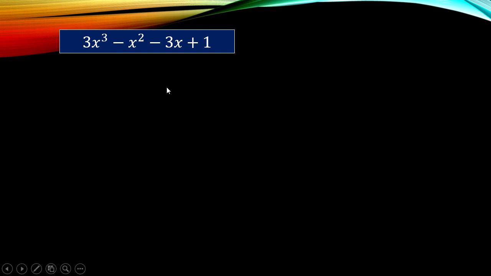Here we are finding the cubic polynomial is 3x cube minus x square minus 3x plus 1. So we are aware that we can find three linear factors after the factorization of this polynomial. So the first factor we will get by the hit and trial method. For that we have to see the constant term of the polynomial, and the constant term of the polynomial is 1. So factors of 1 are plus 1 and minus 1. Only plus 1 is there. So we can check that.